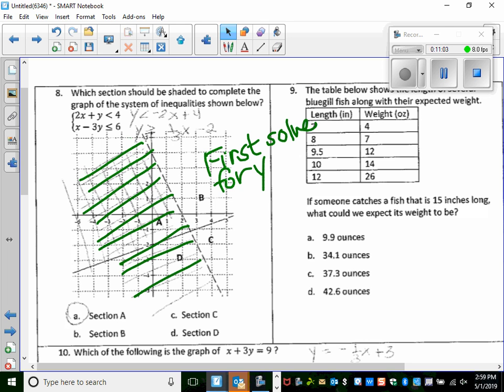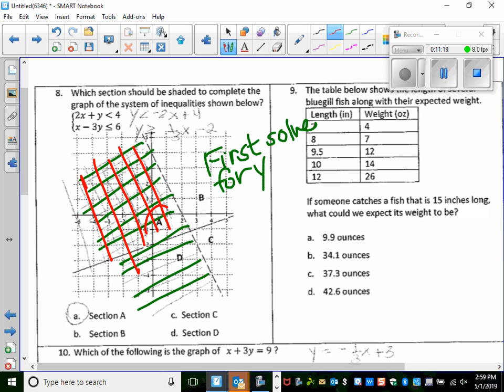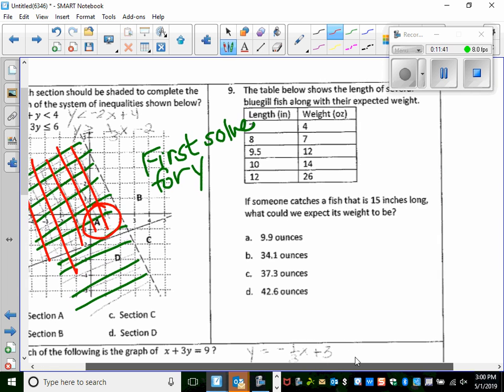Okay. Now, the solid line is this line right here. That's for this one. And this says greater, so I'm going to put that in a different color. So that would be this area right here, which is section A. That's where the two colors would overlap. So when it asks you for the solution, they're asking where the two lines overlap each other. Okay. All right, I don't think I worked out number 9.